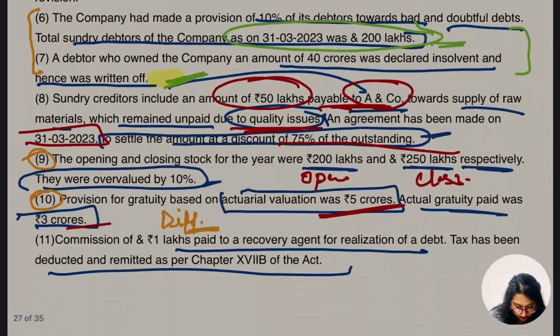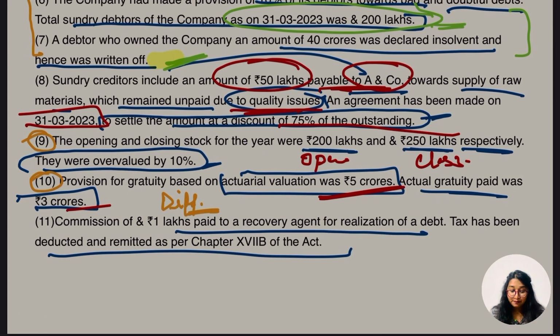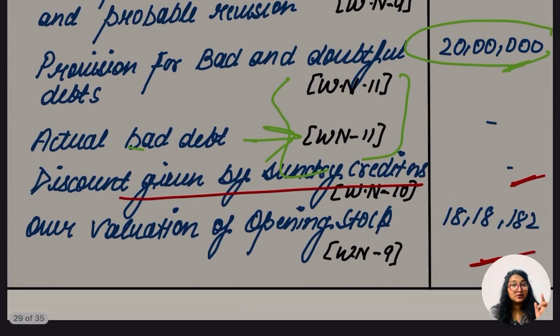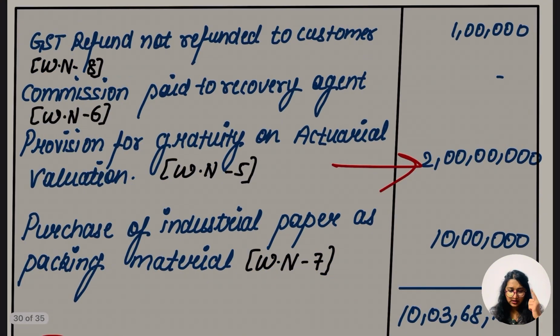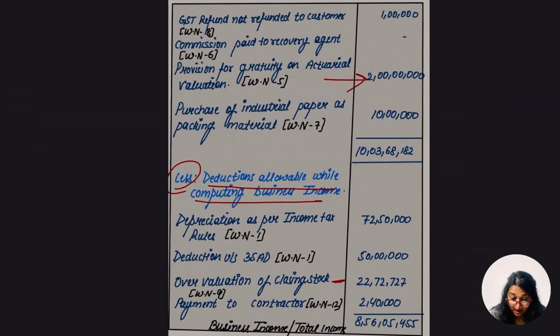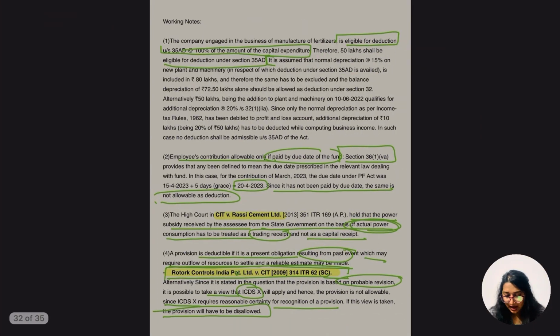I guess 11. Yes, the commission of 1 lakh paid to the recovery agent for the realization of bad debt. Okay, tax has been paid, deducted and remitted as per Chapter 17B of the Act. So what would be the adjustment as per you? You have to think before. Okay, so yes, I'll tell you, but in this case we have not taken it. But why have we not taken it?